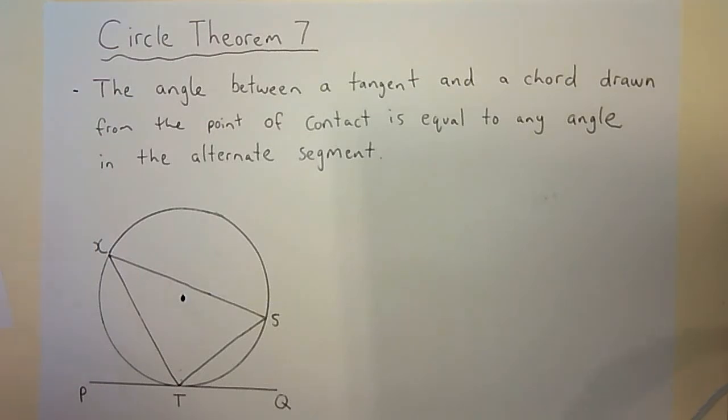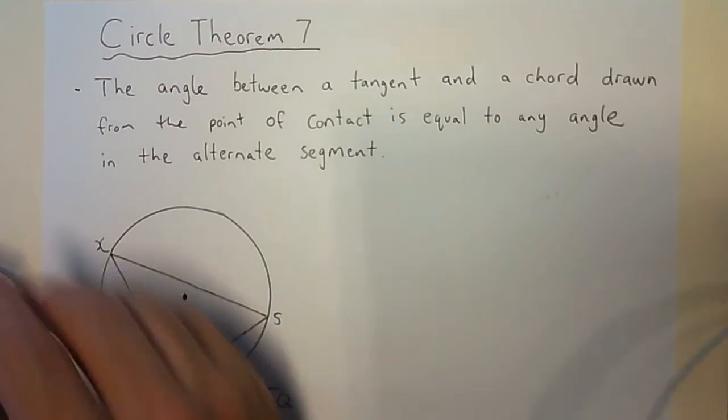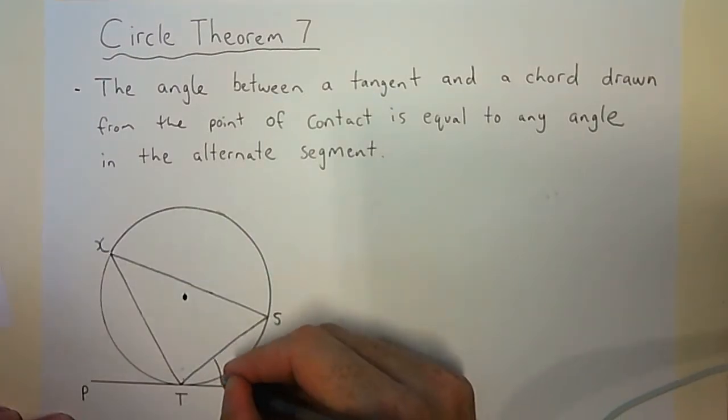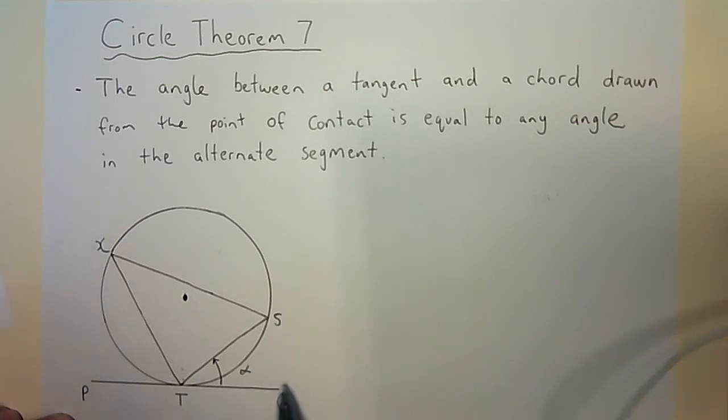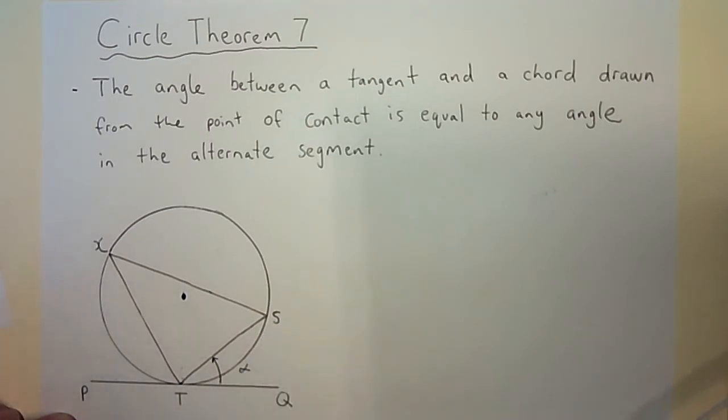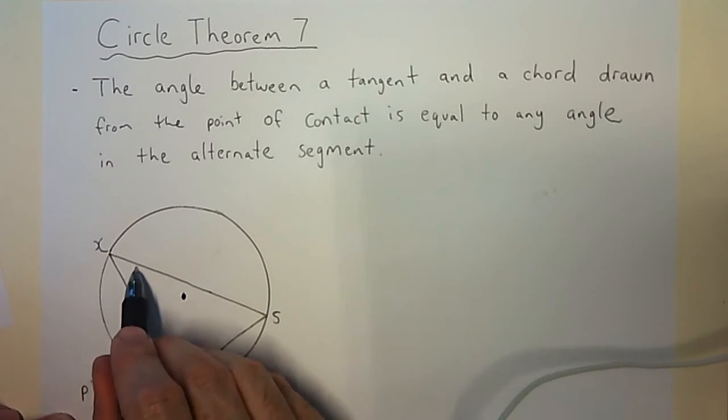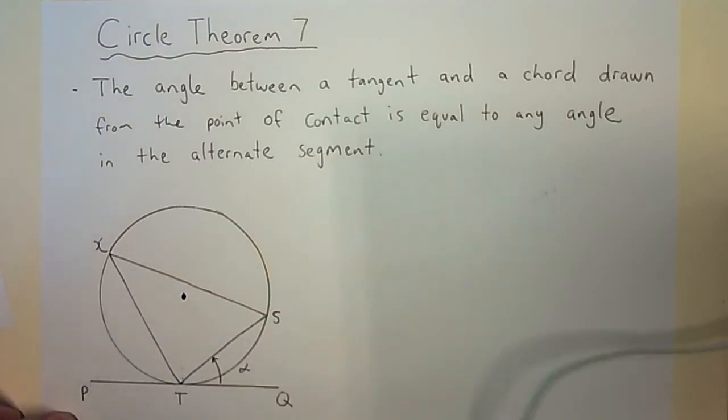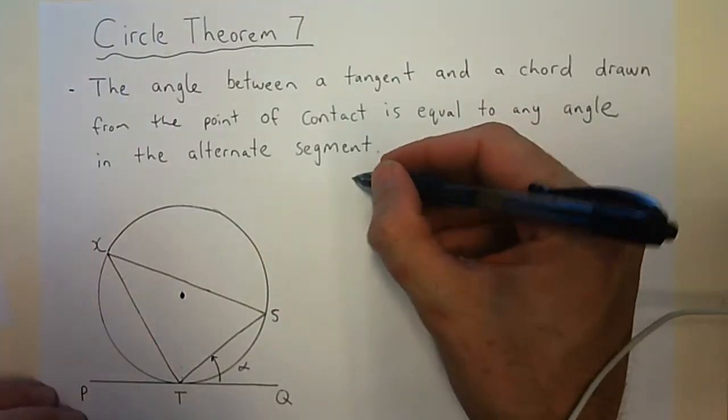Okay, we're going to have a quick look at our circle theorem number 7, which we're saying prove that the angle between the tangent and this line here, which we might just call alpha, this angle in here is equivalent to this angle up in here. That's what we're trying to prove.